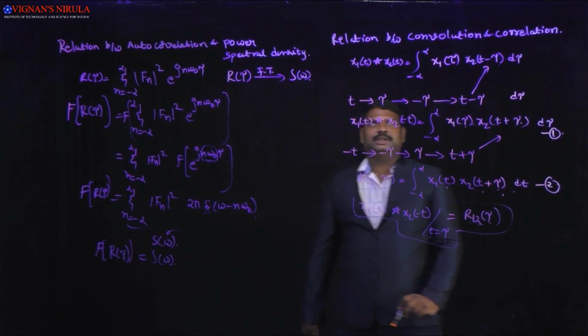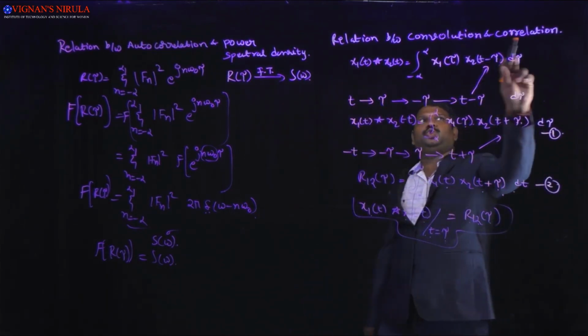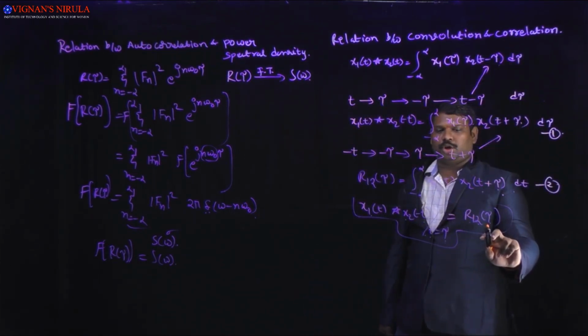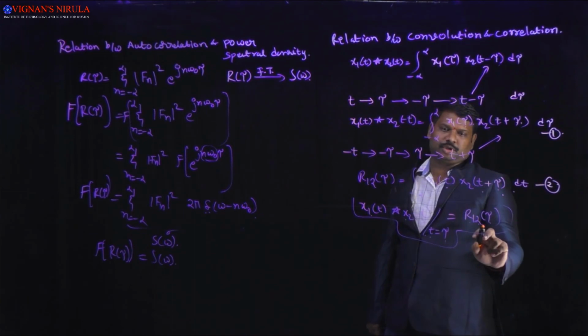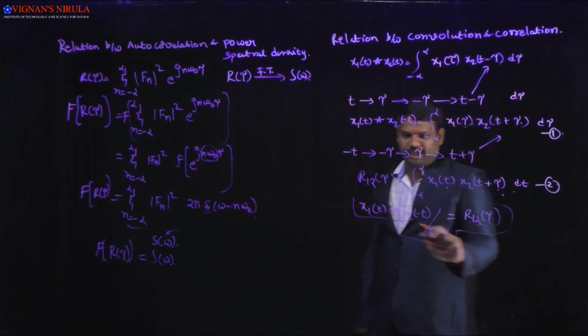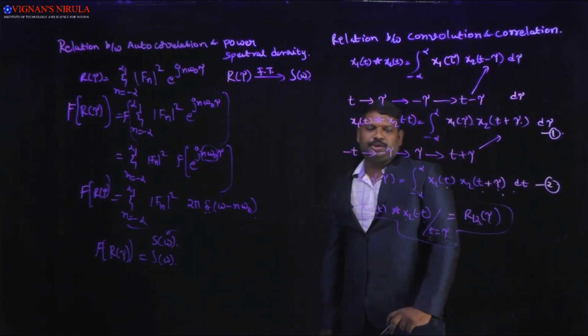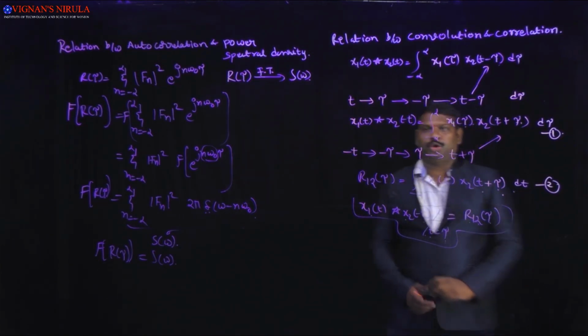Okay, that's the basic relation between the convolution and the correlation. This is the cross correlation between 1 and 2. This is the convolution between 1 and 2. This is the cross correlation between the 1 and 2 signals. This is the convolution between x1 of t and x2 of minus t.